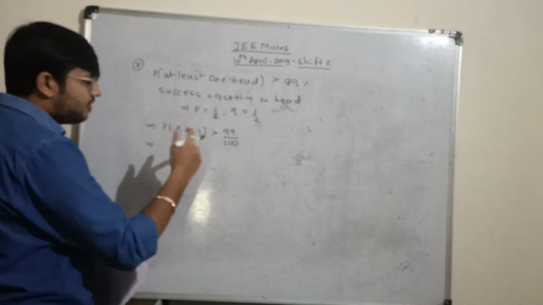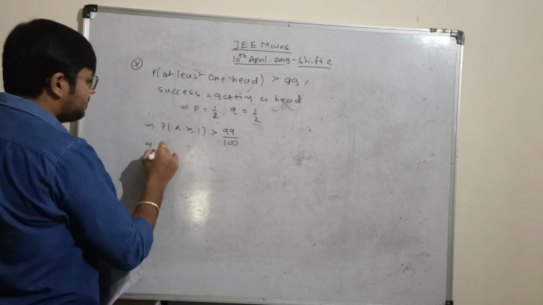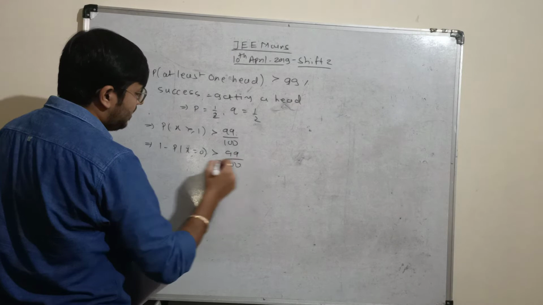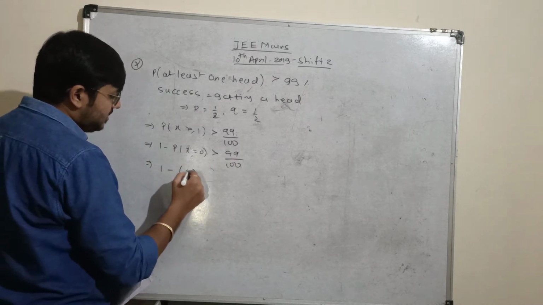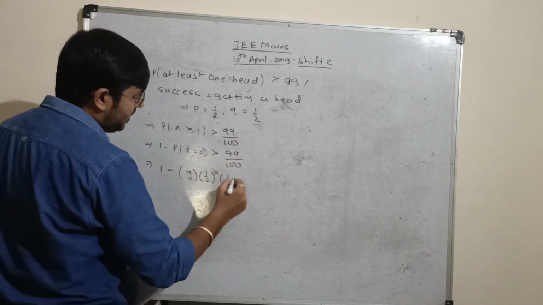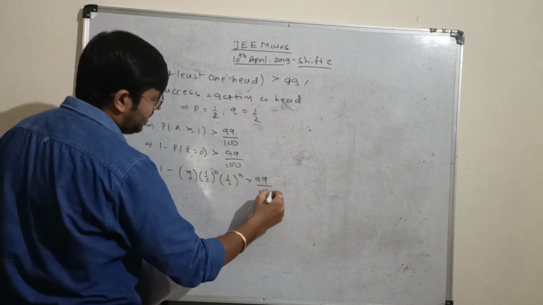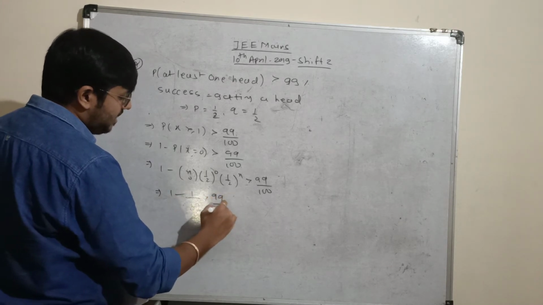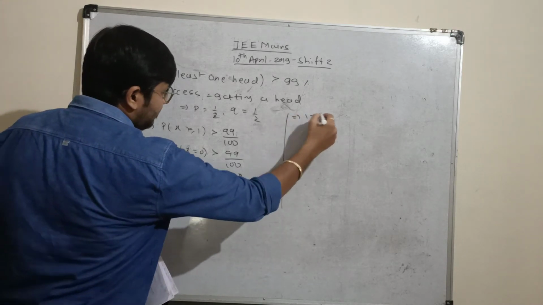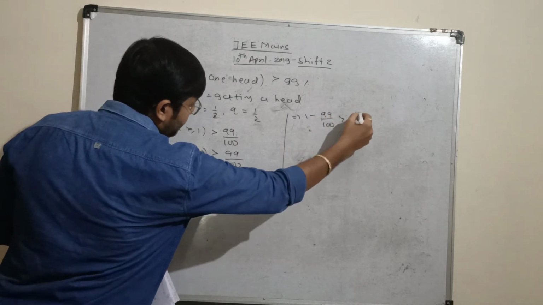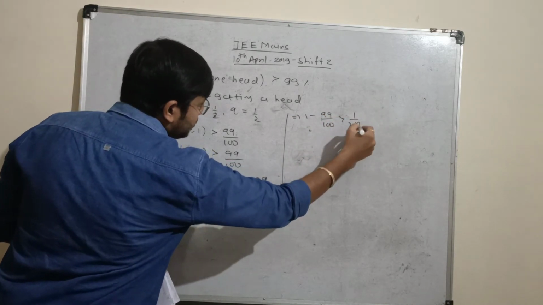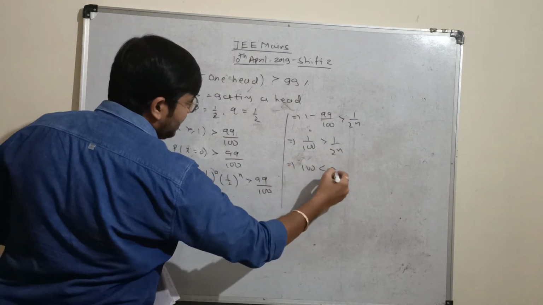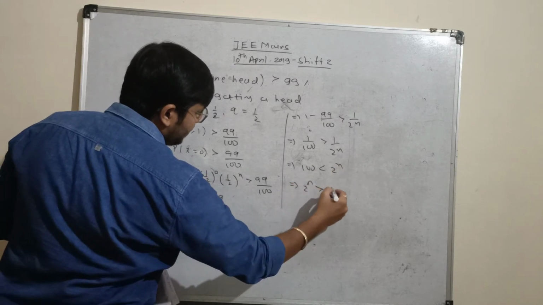So instead of using 1, 2, 3, 4, up to n times, let us subtract from X equals 0 greater than 99 by 100. So 1 minus nC0, 1 by 2 to the power 0, and 1 by 2 raised to n, greater than 99 by 100. So 1 minus 99 by 100 greater than 1 by 2 raised to n. So 1 by 100 greater than 1 by 2 raised to n. So 100 less than 2 raised to n, 2 raised to n greater than 100.